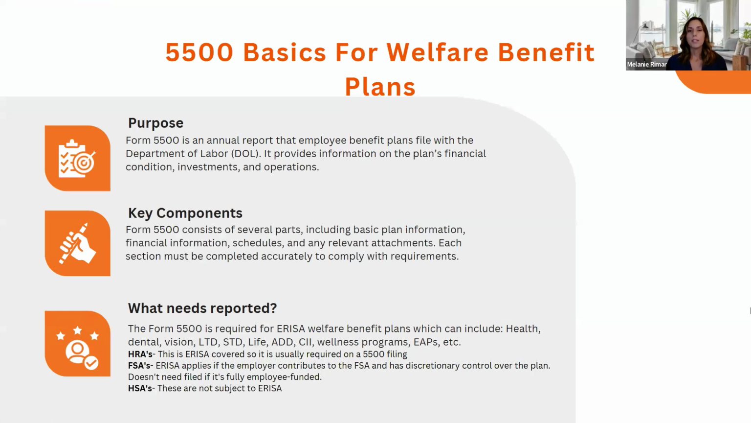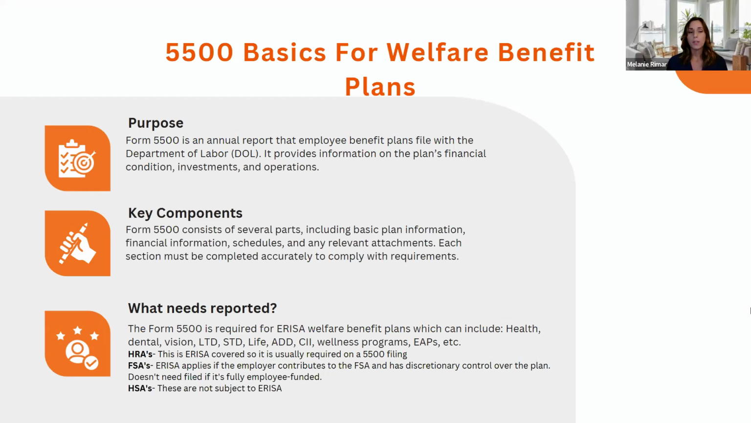So the purpose of a 5500 for a welfare benefit plan is really to provide transparency to the DOL and the employees on the financial condition of the plan. It should include basic plan information, financial information like premiums and commissions, and all the schedules. And then, of course, with the IRS and DOL, we need to make sure we're filing as accurately as possible.